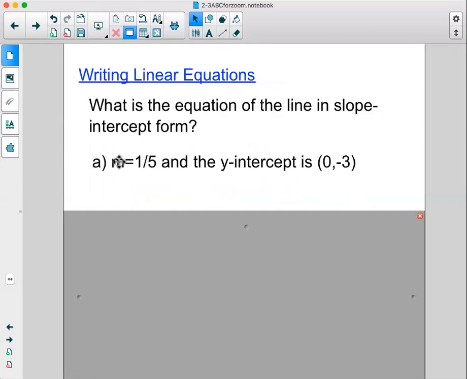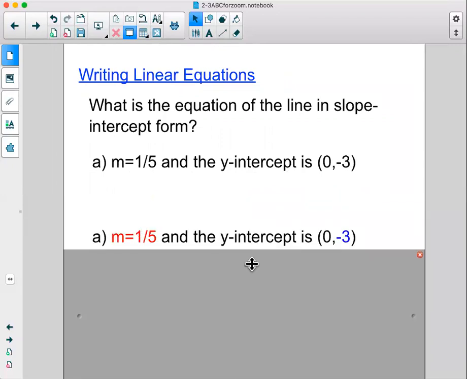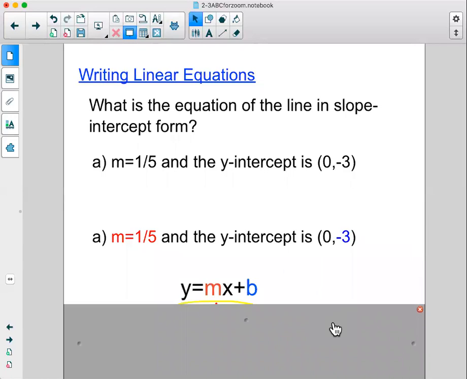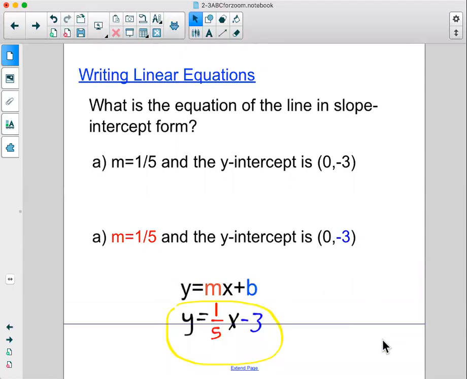So if you're given the slope and you're given the y-intercept, you can figure out b is -3 in this case. Then you have everything you need to put it into your equation of a line in slope-intercept form. Because the slope was given as 1/5, and the y-intercept was given, we know b is -3. We know y equals mx plus b, so we just plug in the 1/5 for m, the -3 for b, and we have the equation of our line.